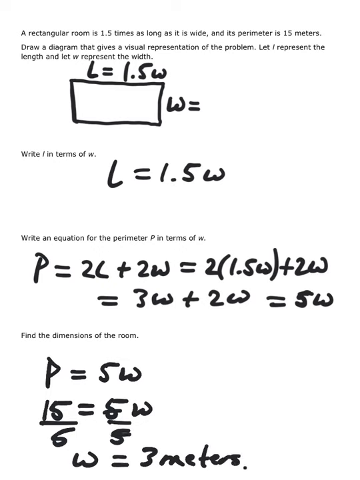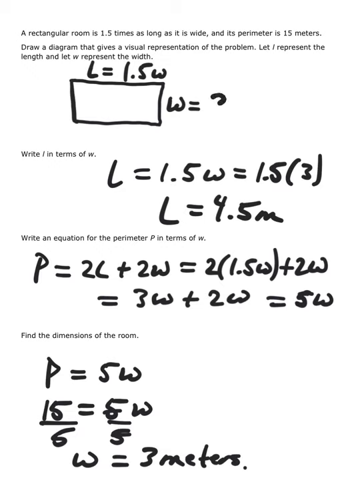Let's go back up towards the top. If the width is 3 meters, the length is 1.5 times that. So that's going to be 4.5 meters. Therefore, our width is 3 meters. Our length is 4.5 meters. And if you were to add up 2 lengths and 2 widths, you would get 9 plus 6, which is 15.